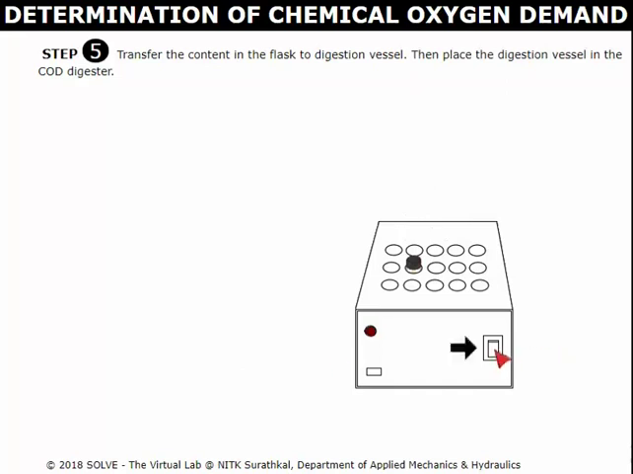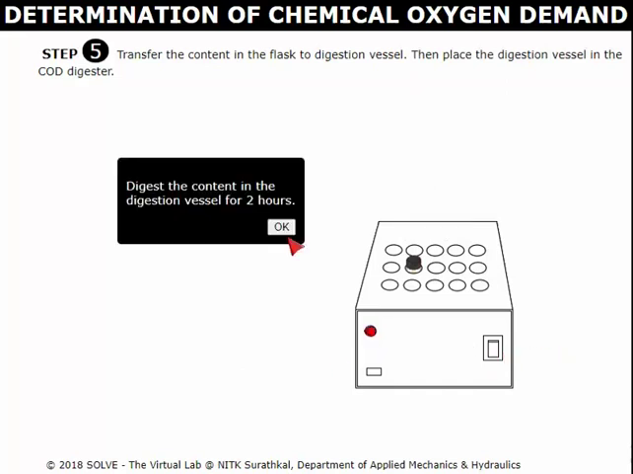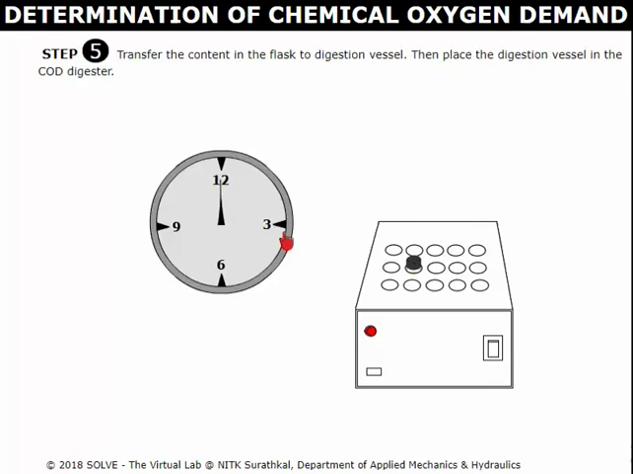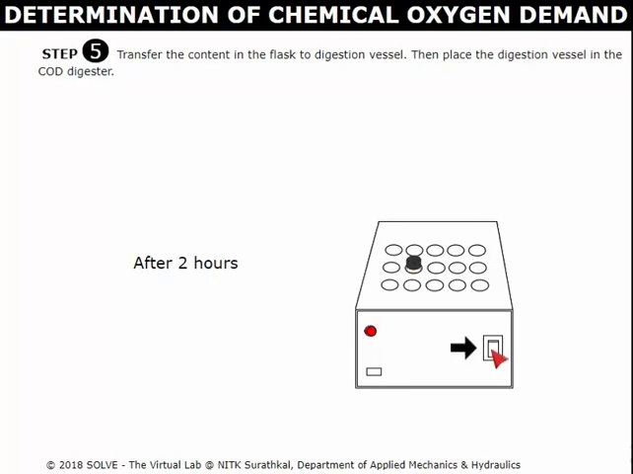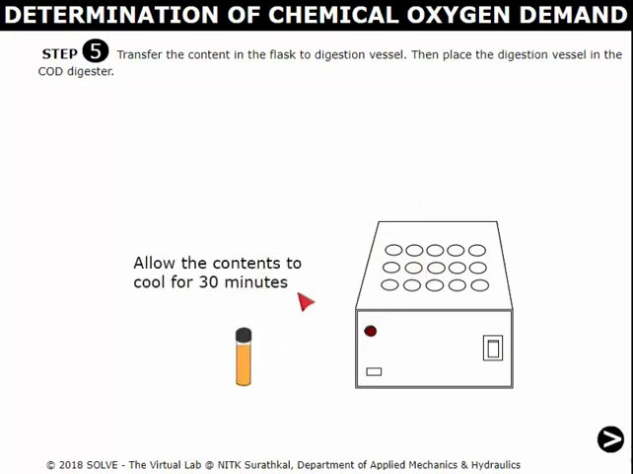Switch on the machine. Digest the content in the digestion vessel for 2 hours. Switch off the digestion vessel. Click here to remove the digestion vessel. Allow the contents to cool for 30 minutes.